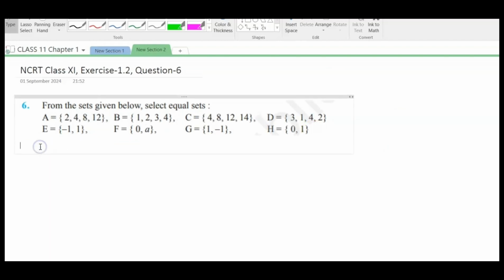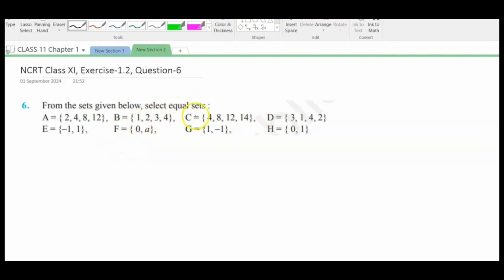Now let's see the next question. From the sets given below, select equal sets. Okay, so we need to select simply equal sets, and these are written in tabular form, so it is very easy to select, right? So A is {2, 4, 8, 12}. We need to find if there is any set which has these four elements. B does not have, C does not have, D does not have, E does not have, F, G, H. None of the sets have the same elements 2, 4, 8, 12. So A is not equal to any of the sets.